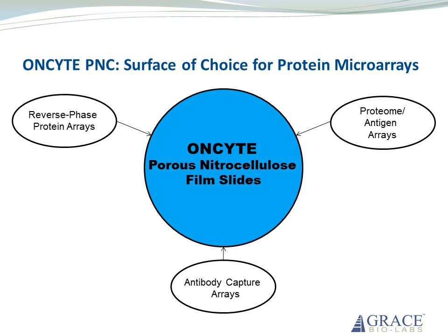Grace Biolabs invented the methods for producing thin-film nitrocellulose slides in the mid-'80s. ONCYTE slides have become the surface of choice for many protein microarray applications, a great example being reverse-phase protein arrays. For simplicity in today's discussion, we will refer to porous nitrocellulose film slides as ONCYTE PNC. Primarily, there are three types of protein microarrays, and there are many microarray binding surfaces available on the market. Many of them are adequate for one application or another. Today, we will show you why ONCYTE PNC is the surface of choice for all of these applications.